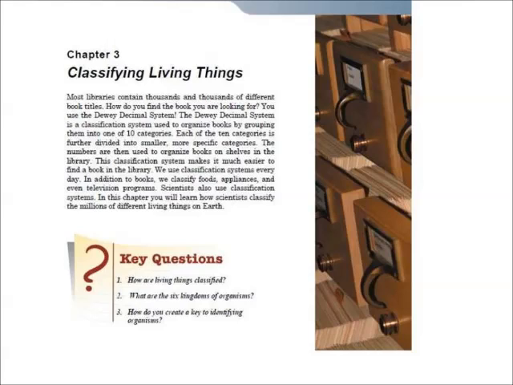The Dewey Decimal System is a classification system used to organize books by grouping them into one of 10 categories. Each of the 10 categories is further divided into smaller, more specific categories. The numbers are then used to organize books on shelves in the library. This classification system makes it easier to find books in the library.